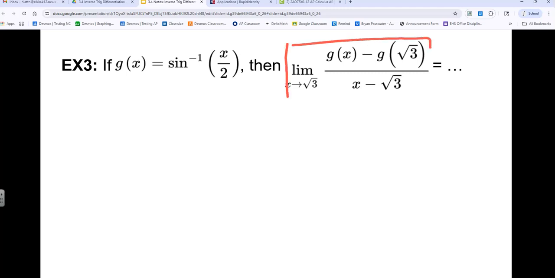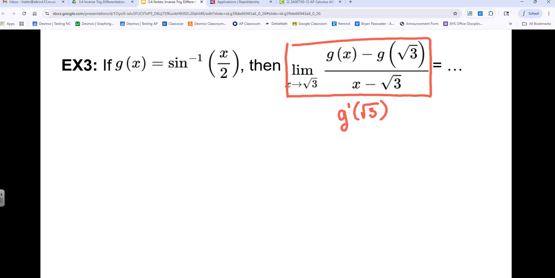This is the limit definition of the derivative. So what are they asking us for? G prime, not pi over 2, root 3. They're asking you for G prime of root 3. Okay, so that's what it's asking you for.